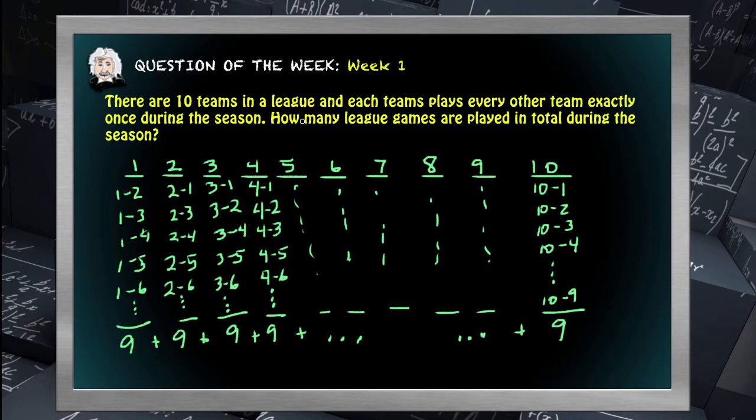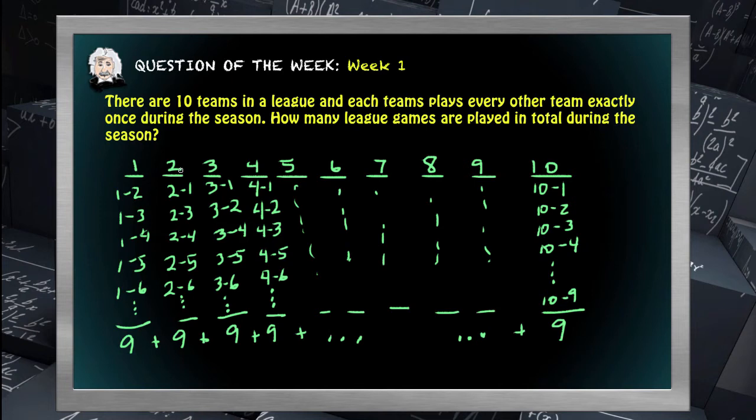We can see in the following table, we've overcounted the number of league games. For example, Team 1 plays Team 2, that's 1-2, that's 1 game. Team 1 plays Team 3, that's another game, 1-3, and 1-4 is a game, 1-5, 1-6, all the way up to 1-10. So there are 9 games for our Team 1. Okay, so far so good. That was our original logic.